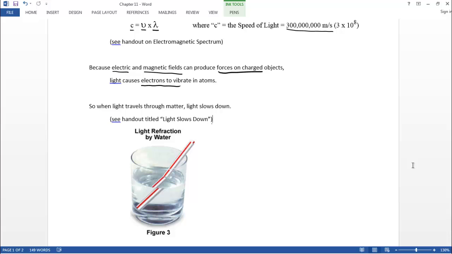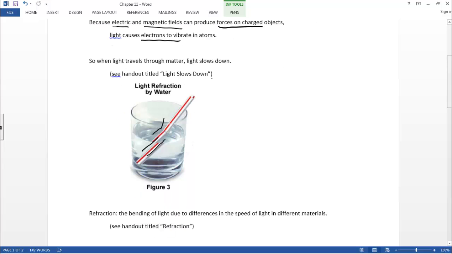So as a consequence of light slowing down as it passes through matter, we see something called refraction. So here's a straw, a drinking straw, and a glass of water, and it looks like the straw has been broken here and bent here. So what's going on there?